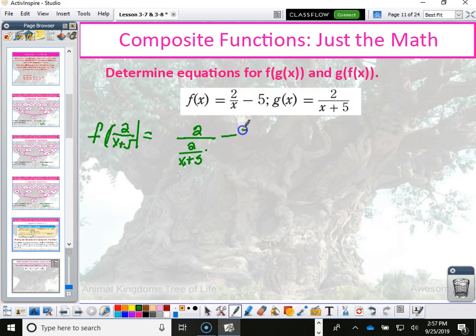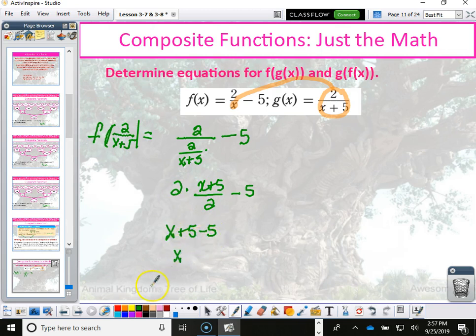And then that gets subtracted by 5. So all we did was we took this value right here, which is our function for g, and we plugged it in for x. That's how we find composites. So now we do the algebra. Well, dividing fractions is the same as multiplying by the reciprocal. So this actually is the same as saying 2 times x plus 5 divided by 2 minus 5. Well, our 2's cancel out, so we have x plus 5 minus 5. The 5's add out, so that means that f of g of x is x.